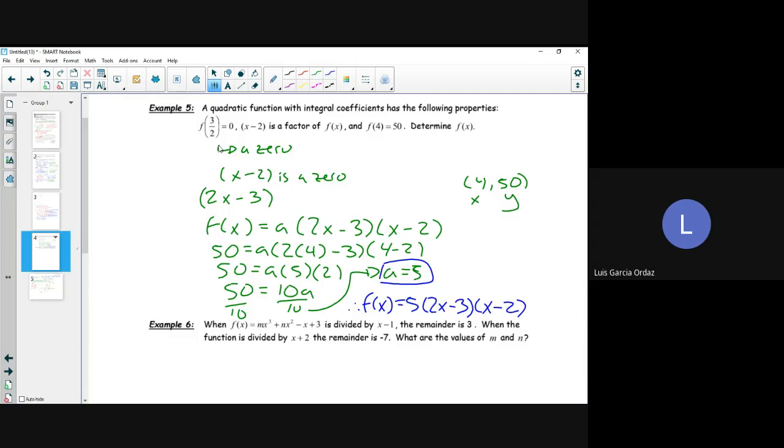And that would be our f of x for the question. So all the answers you guys are getting, you're just using the information given in the problem.